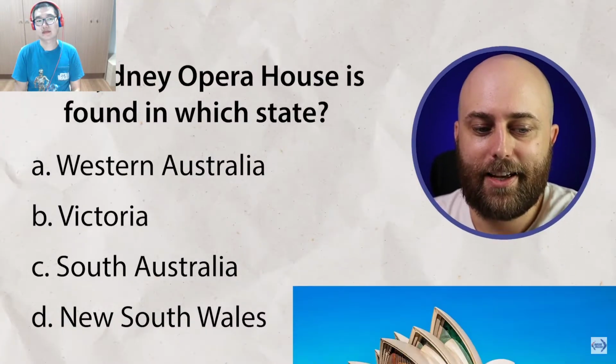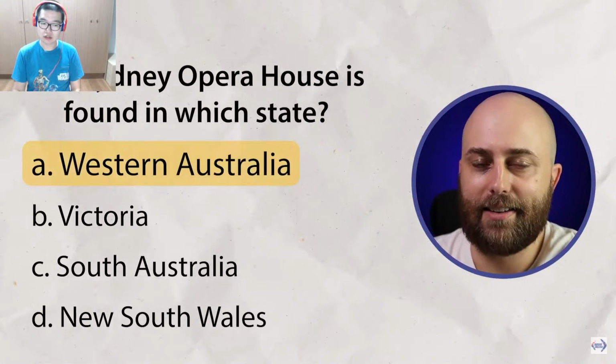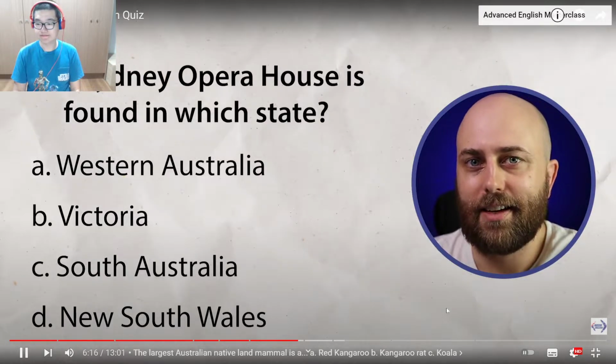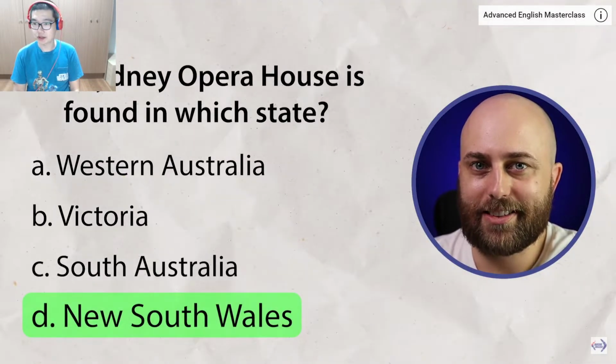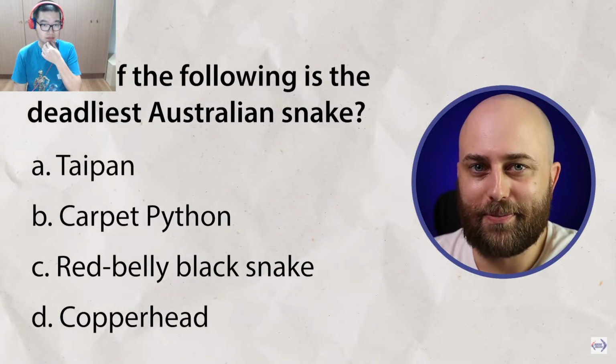Question 10. The Sydney Opera House is found in which state? A. D. New South Wales. C. Okay. The answer is D, New South Wales. The name should have given it away. The Sydney Opera House.